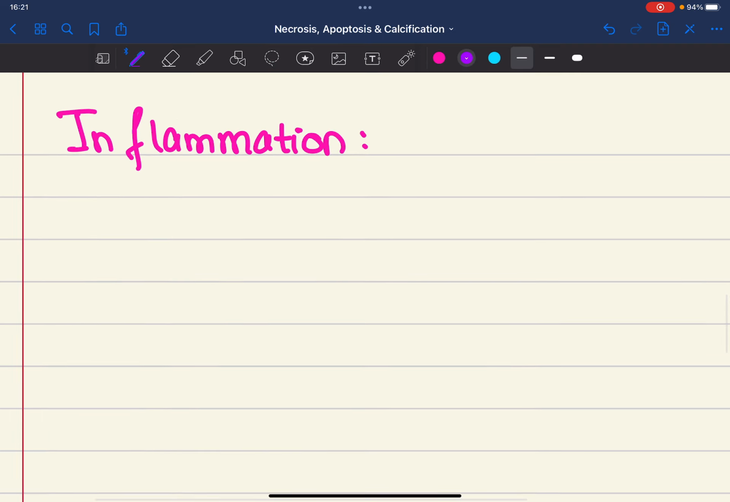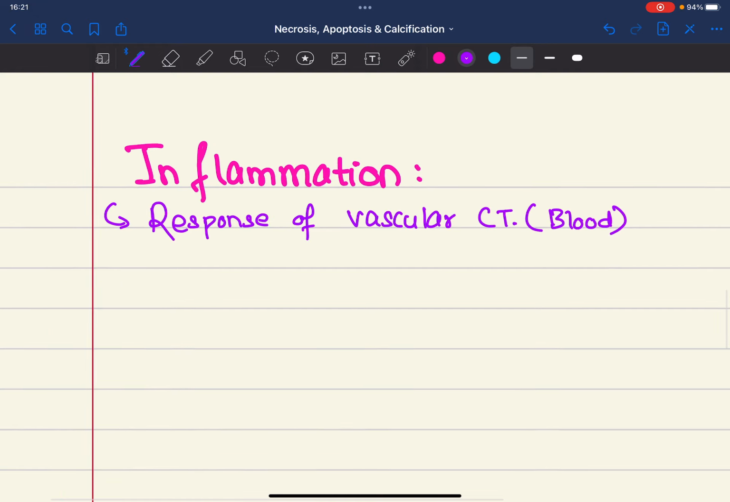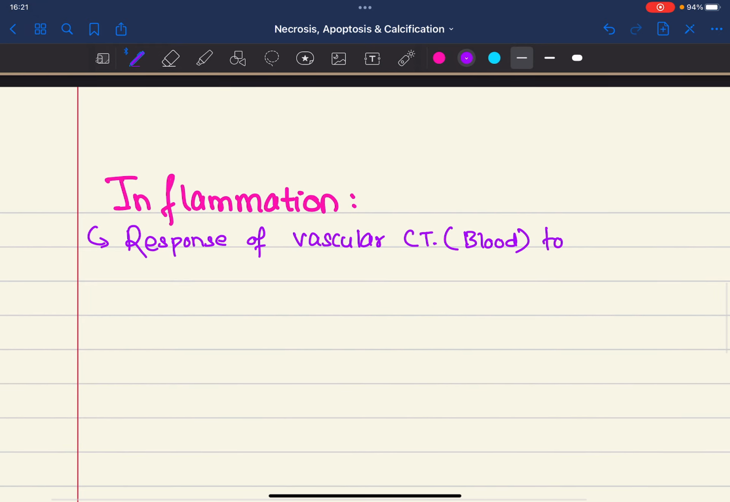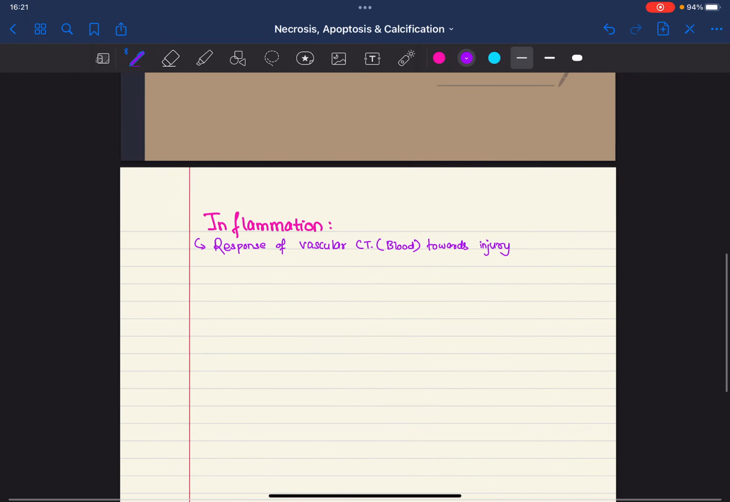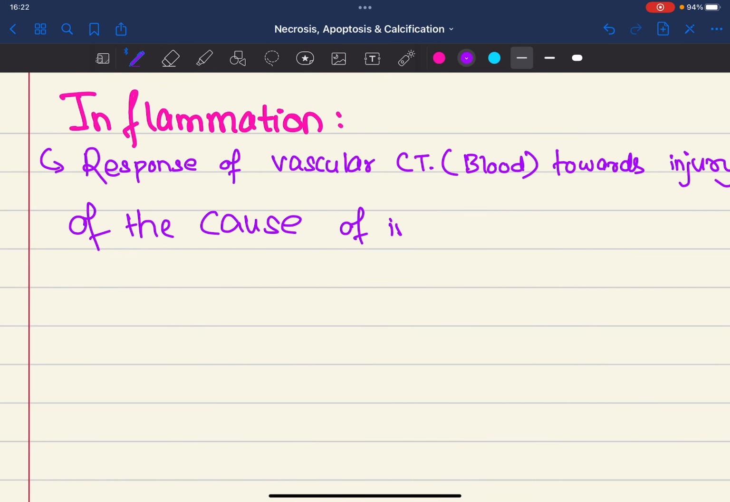See, inflammation means nothing but the response of vascular connective tissue, that is blood, towards injury, regardless of the cause of injury. Whatever be the cause of injury, the blood will respond to that injury.